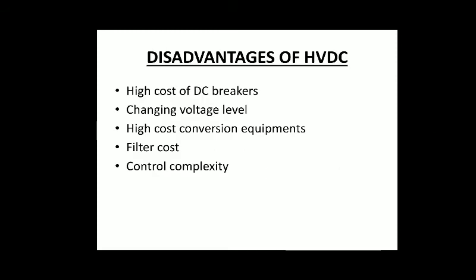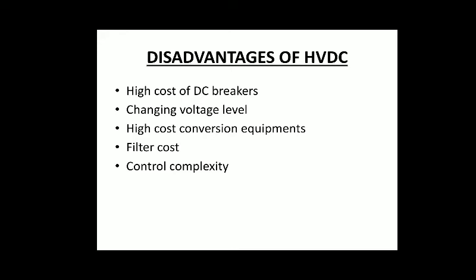So previously we have studied the advantages of HVDC, and today we will discuss the disadvantages. The disadvantages of HVDC are the high cost of DC breakers and changing voltage level. Like in AC we can use a transformer to change voltage levels, but in DC we can't use transformers because transformers work only in AC, okay. And to change the DC level we need DC choppers, which are more complicated than transformers. And high cost of conversion equipment.